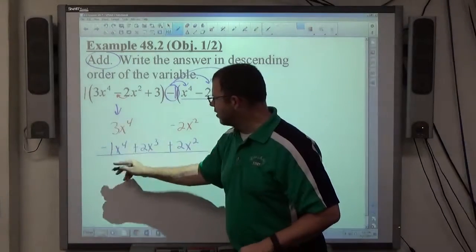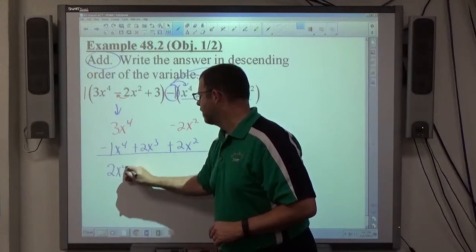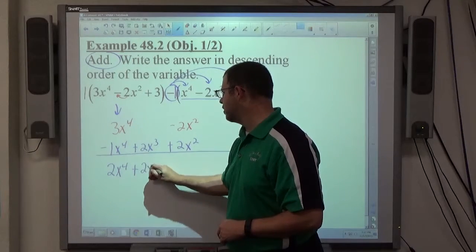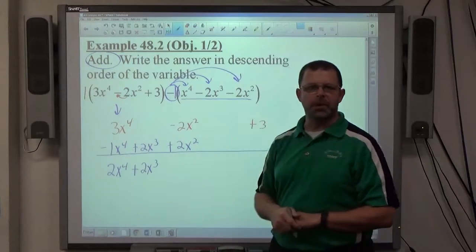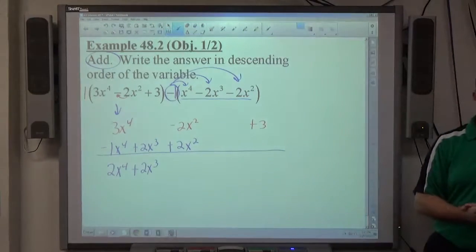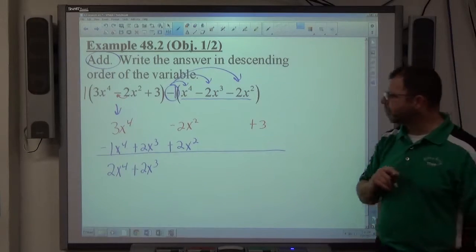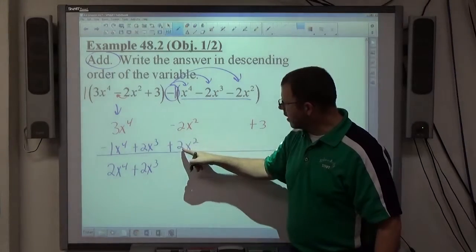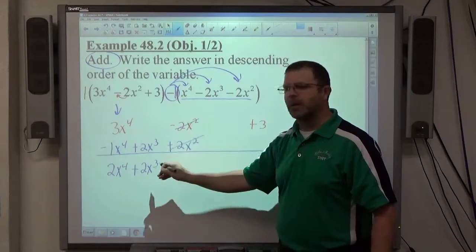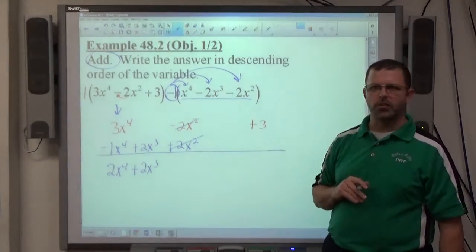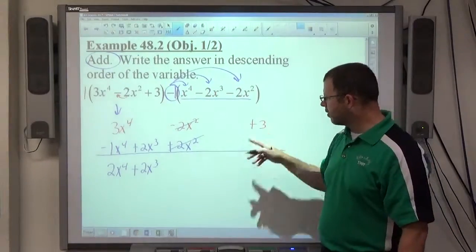These have opposite signs, so I subtract. 3 is bigger, so it's positive. Nothing's being added to 2x cubed, so nothing happens to it. It does have to have a plus in front of it. Every term has a plus or minus in front of it. So term 1, plus or minus term 2, plus or minus term 3, and so on. When this happens, -2x squared, +2x squared, they just make 0. Just throw it out. You don't write 0x squared, there's no need. Just they go away. Plus 3 is the only thing left.